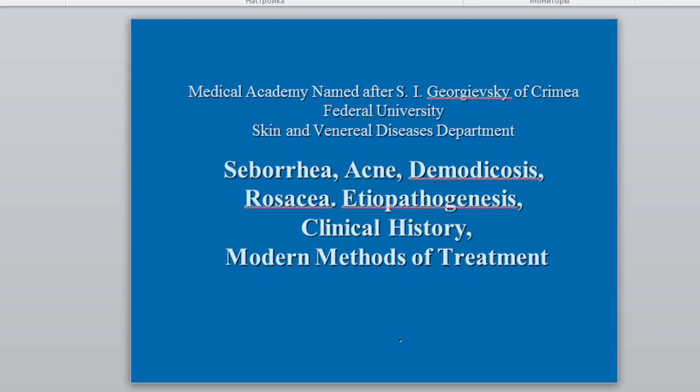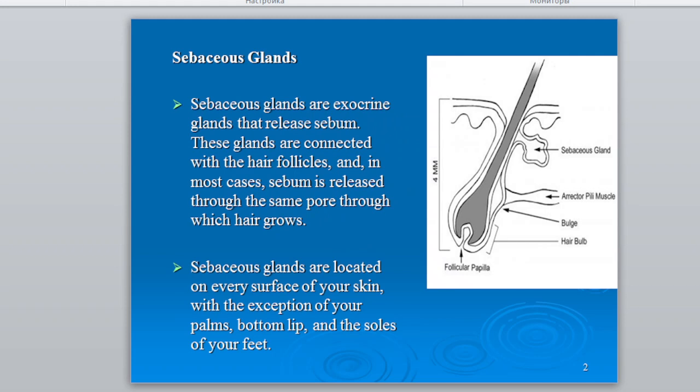Next, sebaceous glands. Sebaceous glands are exocrine glands that release sebum. These glands are connected with the hair follicles, and in most cases sebum is released through the same pore through which hair grows. Sebaceous glands are located on every surface of your skin, with the exception of your palms, bottom lip, and the soles of your feet.